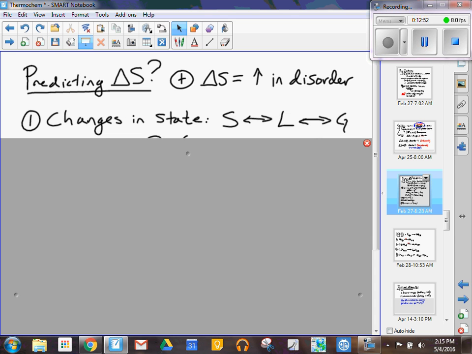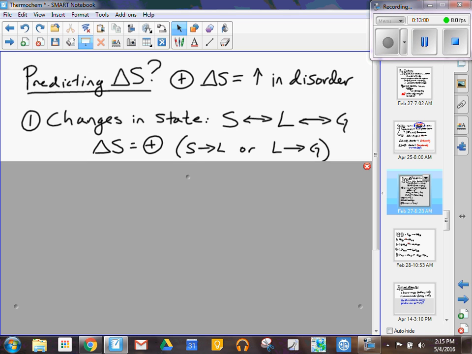So let's look at a couple of examples. A great one are changes in state. Let's say we're going from solid to a liquid, liquid to a gas, we're adding energy. It's also going to be a positive delta S. Certainly when we take a liquid like water and we boil it to a gas phase, we're radically increasing the amount of disorder in the system. So it's a positive delta S.